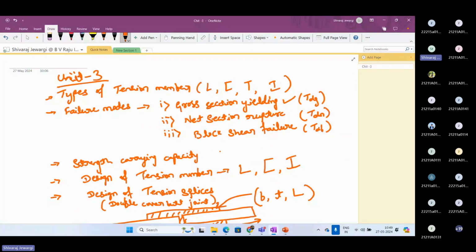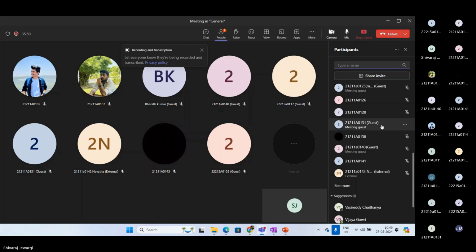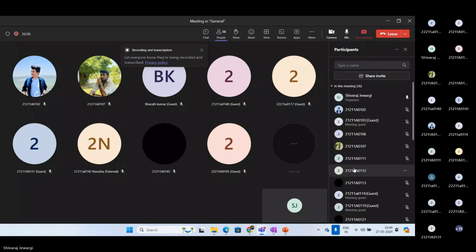Now we'll be moving on to the next chapter. In continuation to the tension member, in unit 4, the 4th chapter, we are going to discuss the compression members. Have you all heard of these compression members? What is a compression member? Anyone?